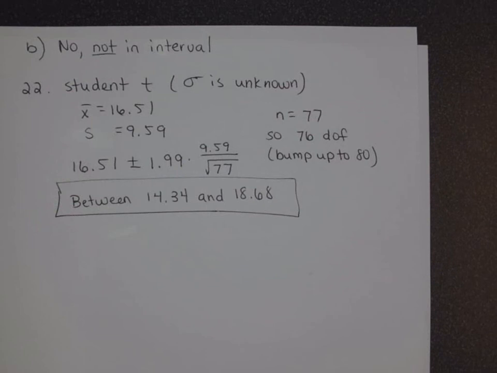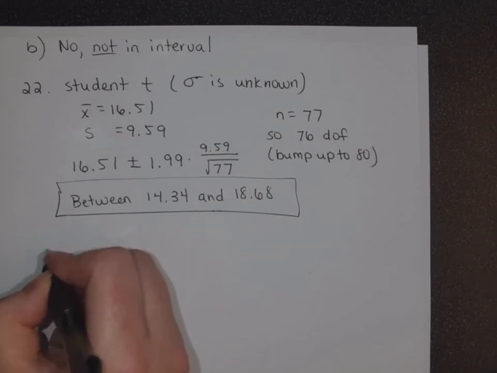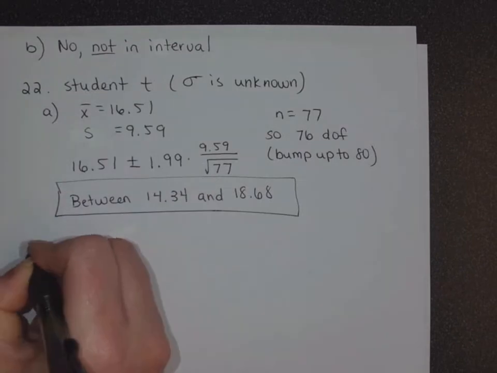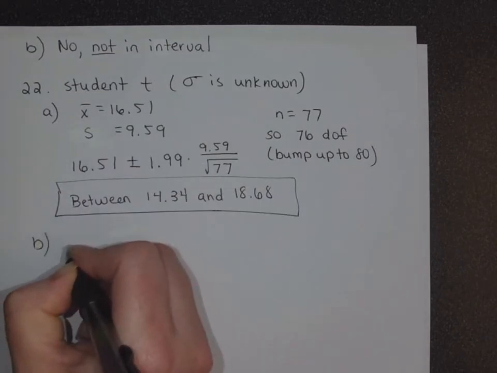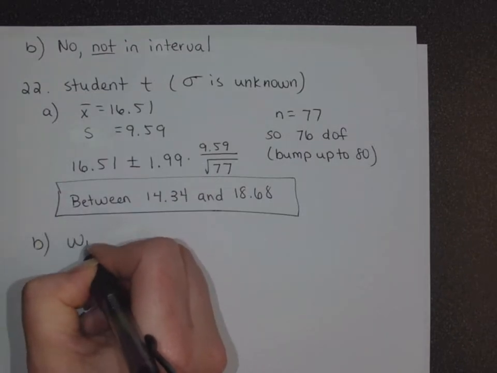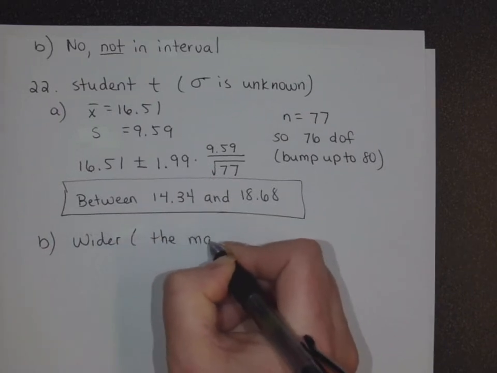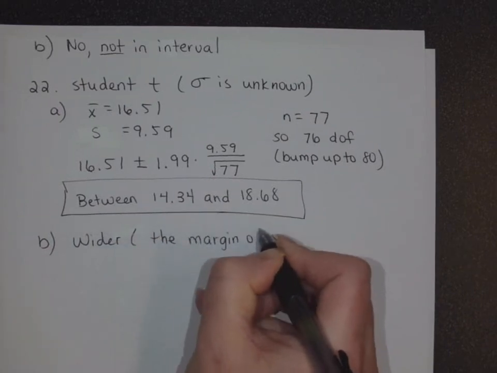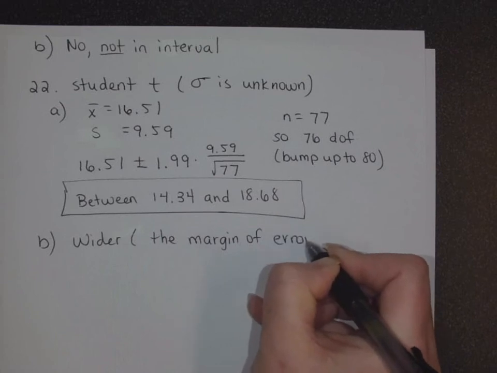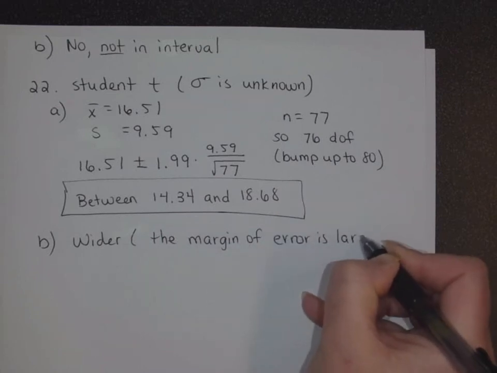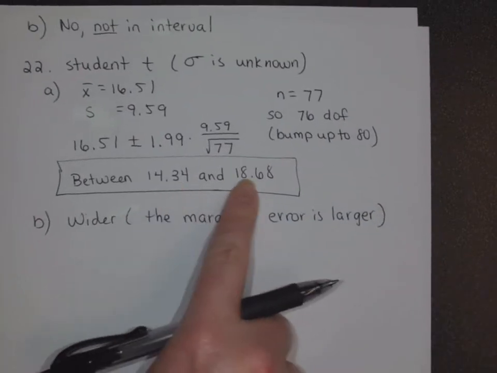Okay. If a sample of 50 children had been studied instead, so notice the only thing they changed was N, would we have a wider or more narrow, so this was part A, would we have a wider or more narrow confidence interval? And the answer is wider, because the margin of error would be larger. So again, if you want to, go ahead and figure it out for 50 and you'll see that this widens out.